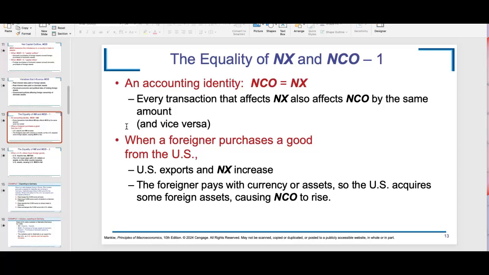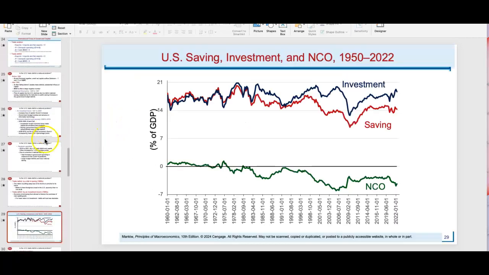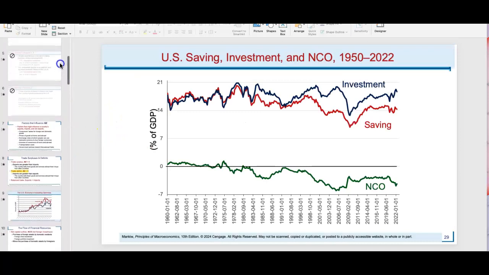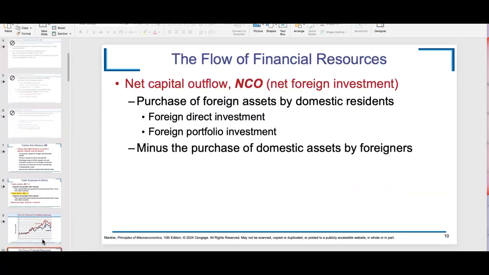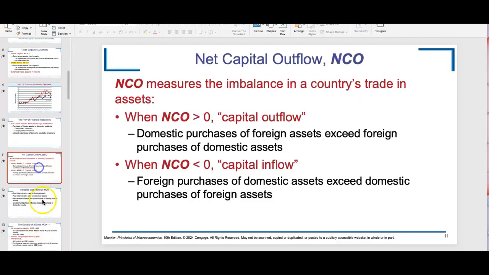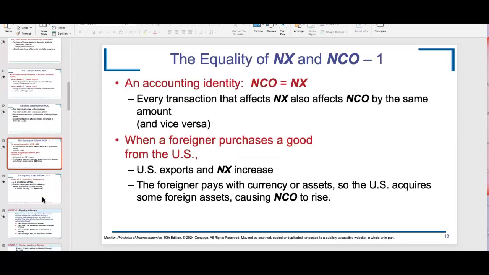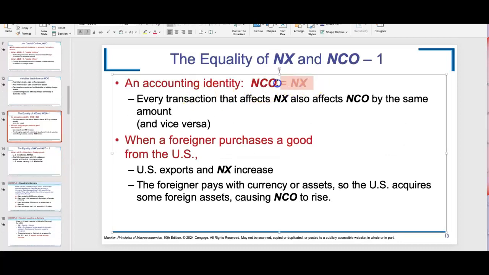We talked about the foreign assets purchased by us. We're getting those assets, basically. We're receiving them through the sale of goods and services. So the net capital flow will increase. Oops, sorry. That wasn't supposed to happen. Too fast. So remember this identity, net capital outflow equals net exports.